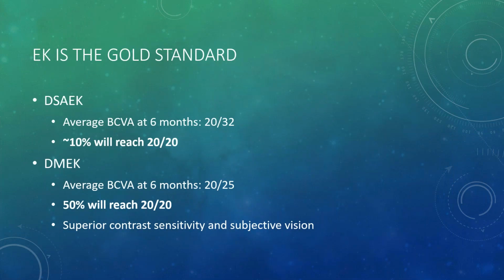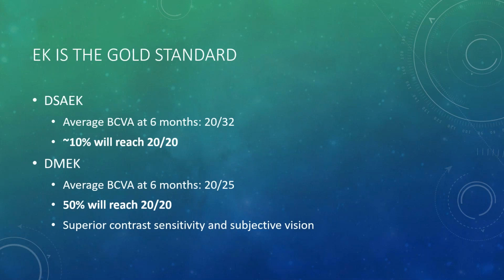All right, so right now, endothelial keratoplasty is really the gold standard for cornea transplant for corneal edema. DSEK patients at 6 months, the average best corrected visual acuity is somewhere in the 20/40 or 20/30 range. And we'll see about 10% of our patients that can be refracted to 20/20. With DMEK at 6 months, the average best corrected acuity is somewhere in the 20/25 range, and about half of those patients will reach 20/20.